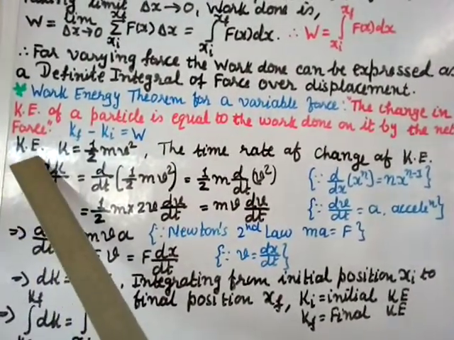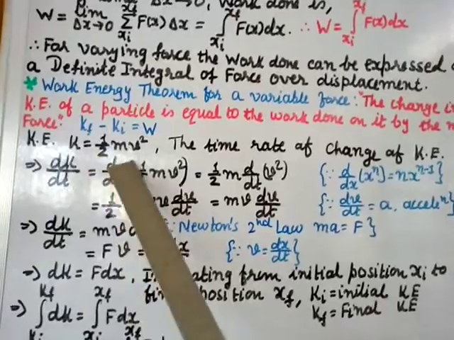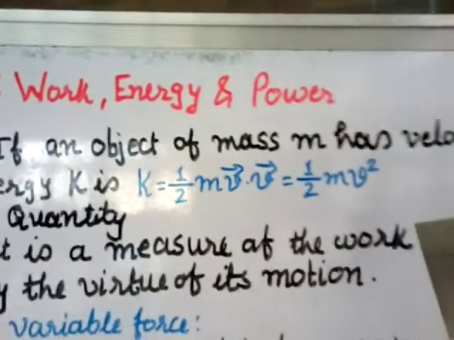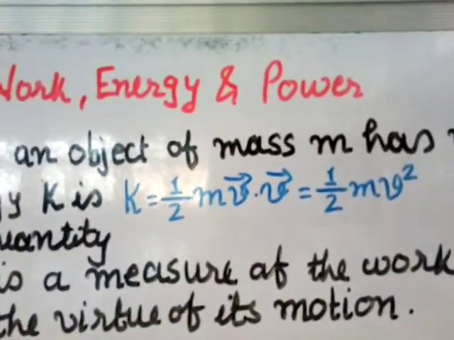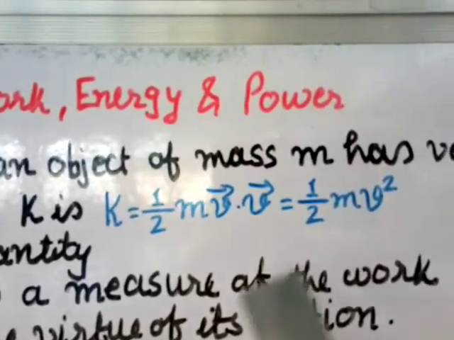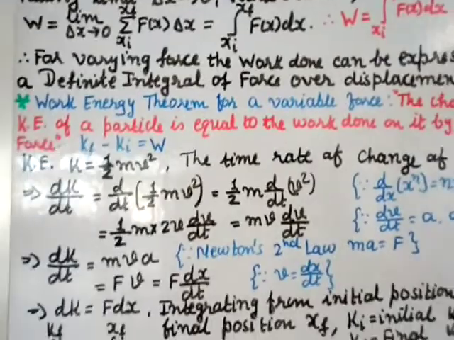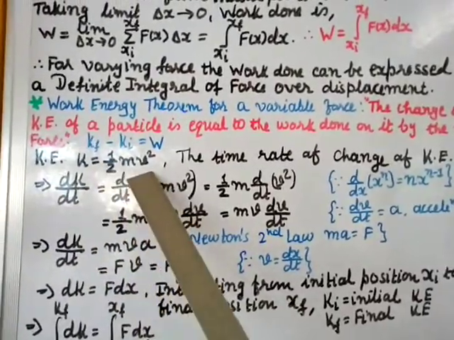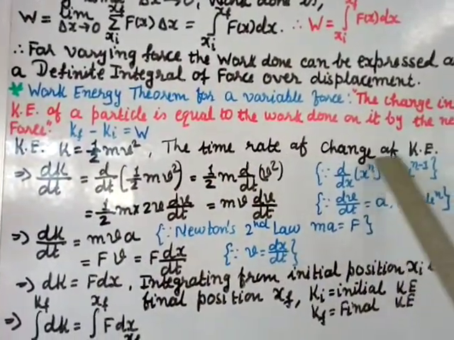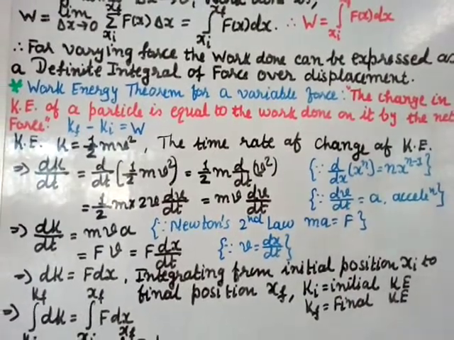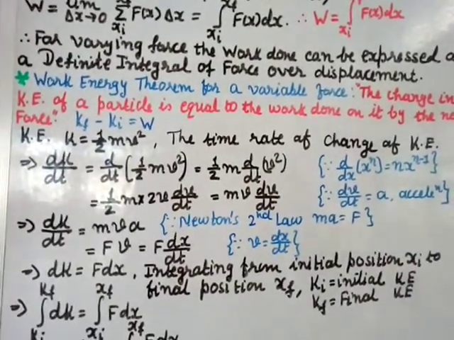Now we know kinetic energy K equal to 1 by 2 mv square. We just now defined that kinetic energy of any object of mass m and velocity v is 1 by 2 mv square. So this formula I am using here. Kinetic energy of any object is given by 1 by 2 mv square. For the time rate of change of kinetic energy, I am going to differentiate with respect to time.